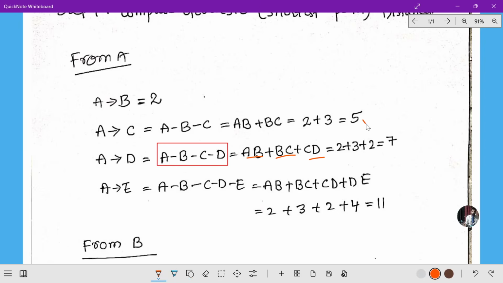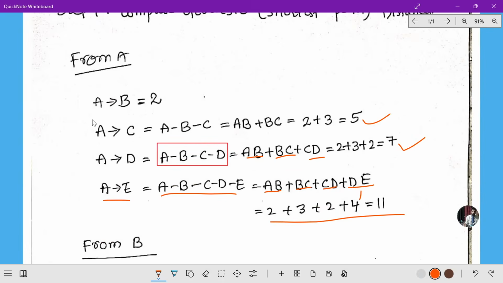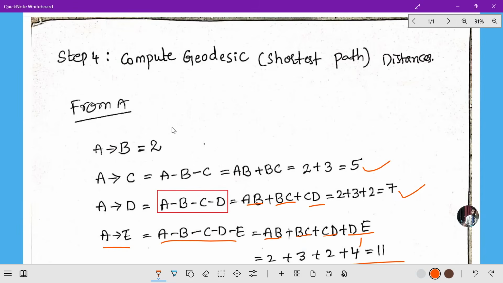So this is called as a 5. This value is 7. But when you find the A to E, A, B, C, D, E, how do we find out this? AB plus BC plus CD plus DE. How do we have these values? We already have the values, we found them in the above. AB is 2, BC is 3, CD is 2, DE is 4. You observe here, DE is 4.